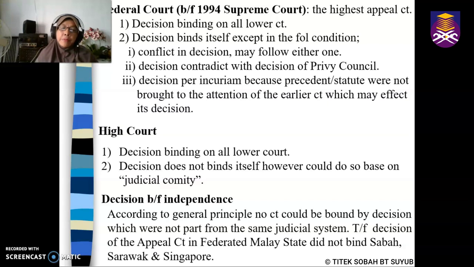Okay? However, sometimes the judge follows the decision of the other High Court because of judicial comity, not because they need to follow the decision of that High Court. That's why. It is not because the decision of the High Court is binding on the other High Court.